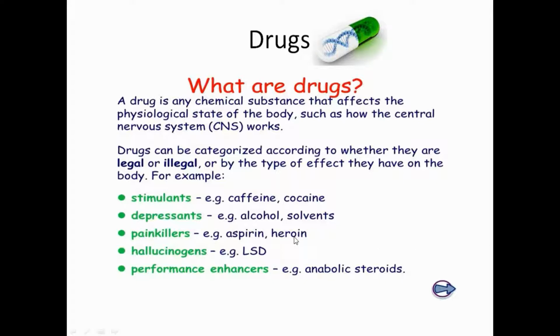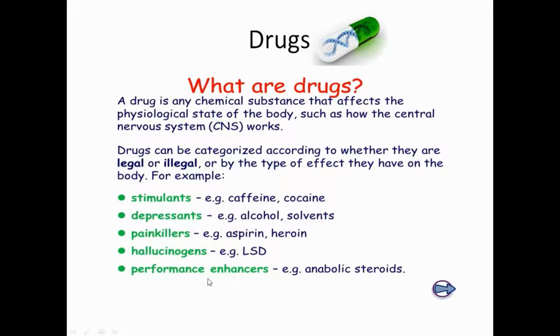That is what happens when you take headache drugs or painkillers for headache and all that: aspirin, heroin, and all that. They suppress the pain receptors so you don't feel the pain. Now, hallucinogens cause you to see visions that actually do not exist. So that's the effect of hallucinogens. They cause you to see visions that do not exist, which is called hallucination.